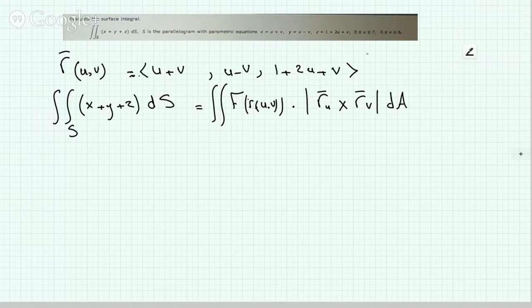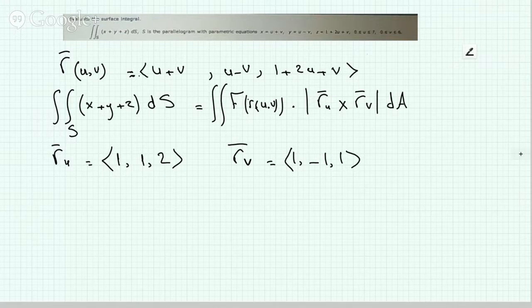Okay, so r_u is the partial of r with respect to u, so that will be 1, 1, 2. You hold v constant, and you differentiate with respect to u. And likewise for r_v, you hold u constant, you differentiate the vector r with respect to v. So this is 1, minus 1, 1.